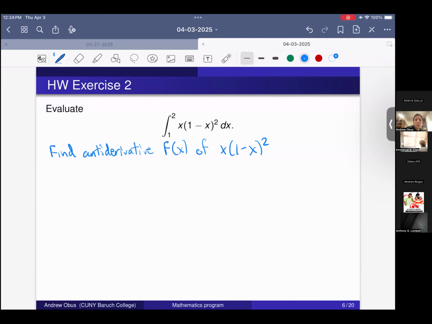Okay, so now the problem is this form is not a great form to calculate an antiderivative, because it's kind of complicated. It's not easy to just guess what function has this as its derivative. So in order to calculate an antiderivative, we need to expand this out and simplify it first. So x times 1 minus x squared is equal to x times, well, we can expand out 1 minus x squared as 1 minus 2x plus x squared.